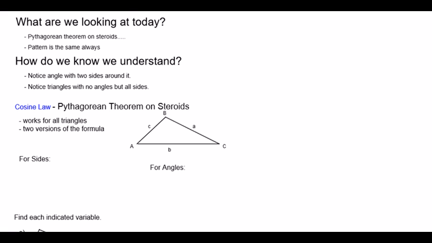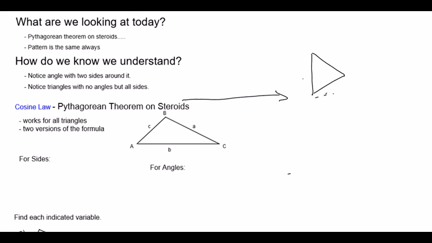The pattern of these things are going to stay the same always. How do you know we understand? Well, you'll notice that an angle with two sides around it is going to be a cosine law problem. Now, with that angle, there's an opposite side, and that opposite side is what we look for.